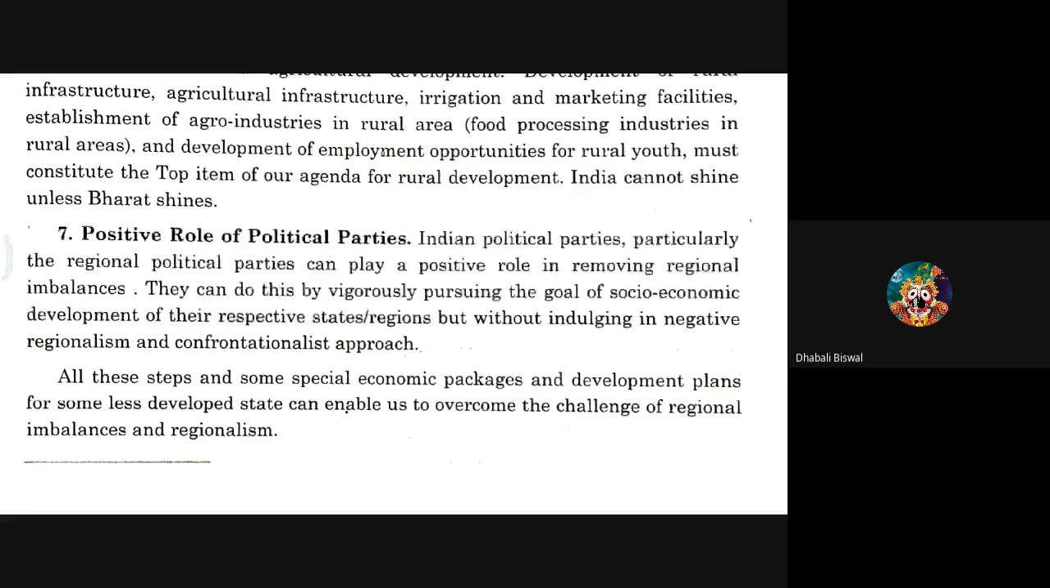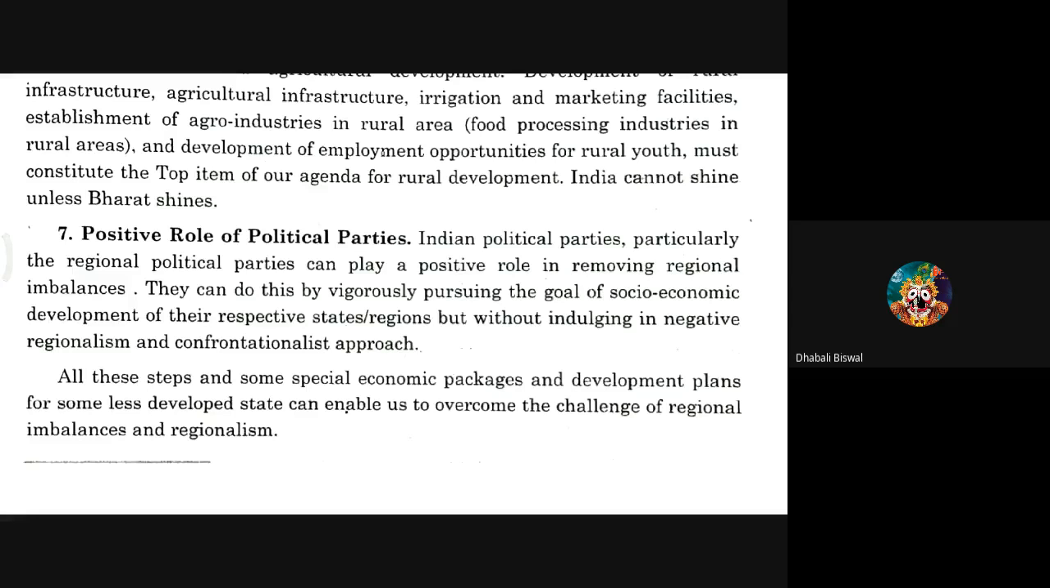Sometimes the states, the regions, they are also demanding. They are demanding that they have been neglected from a different point of view. During disasters, during different types of natural calamities, or over financial aid, they are creating that problem.